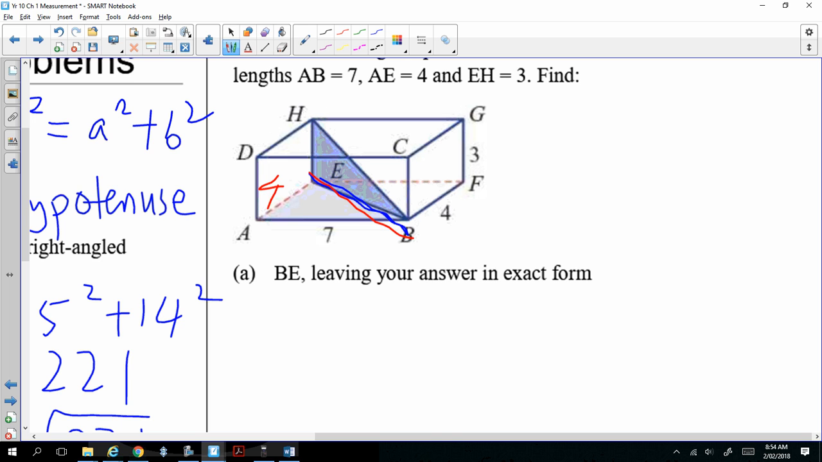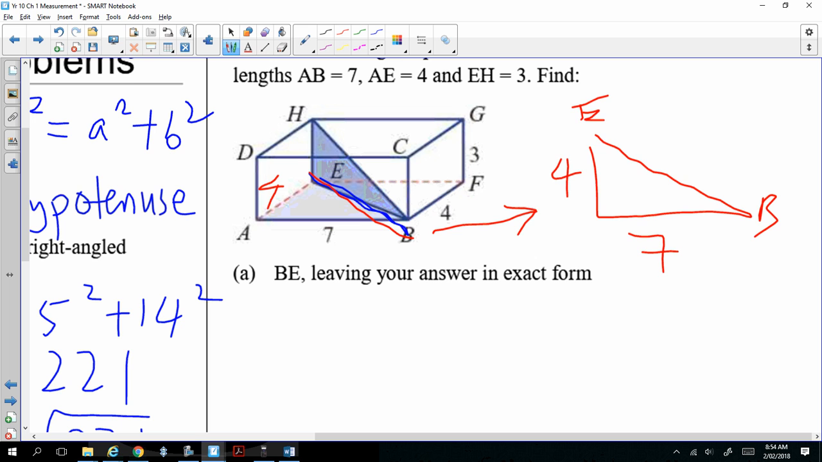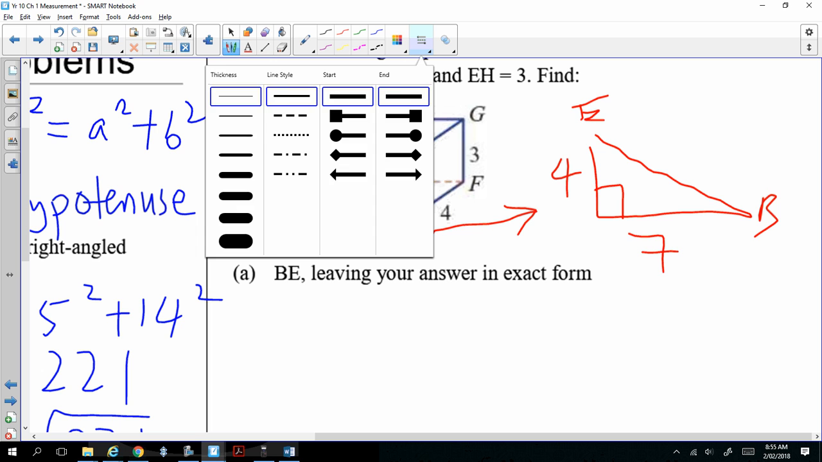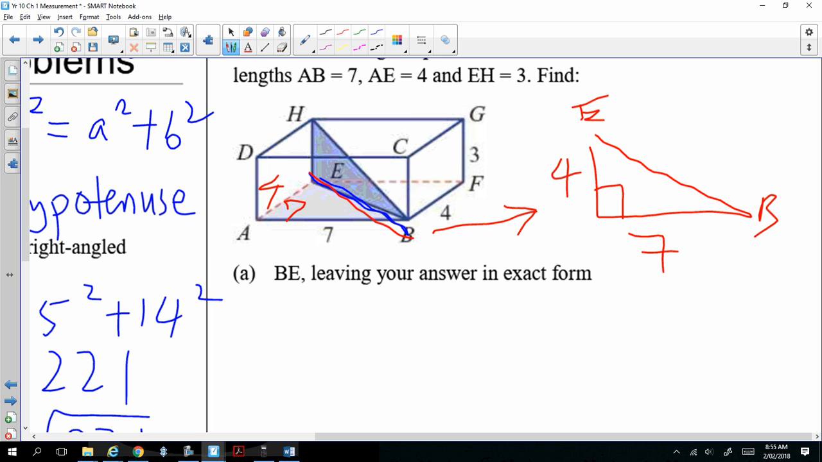So I could draw this like this. So 4, 7, that's E, that's B. Okay, so it's a right angle triangle. It's a rectangle. So we're going to find BE. What you do is you're going to leave it in exact form. So write BE squared equals 4 squared plus 7 squared.